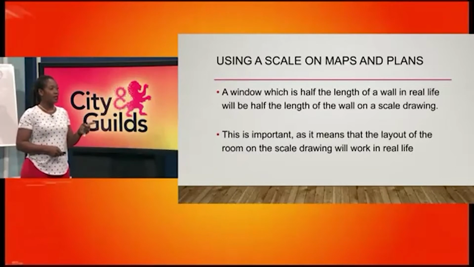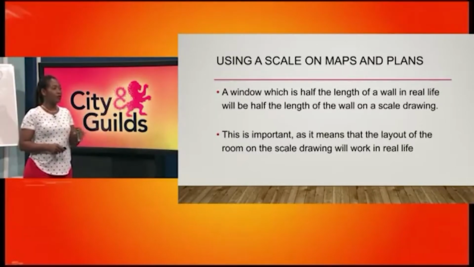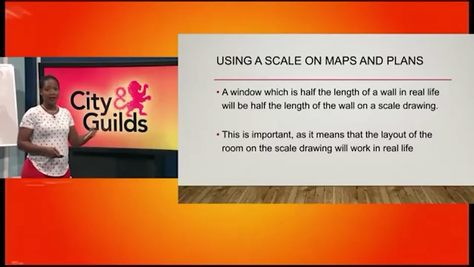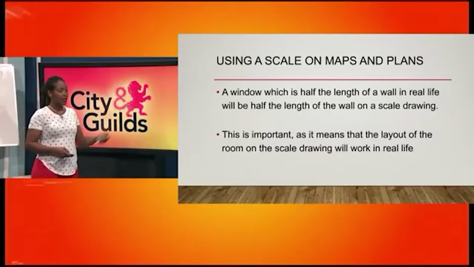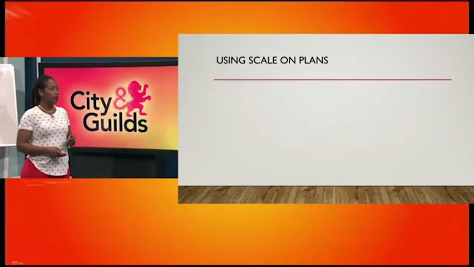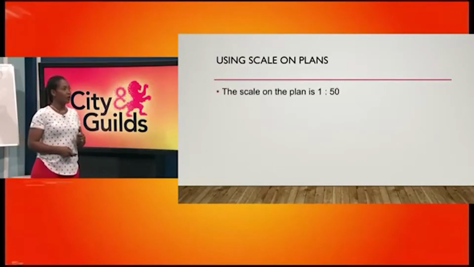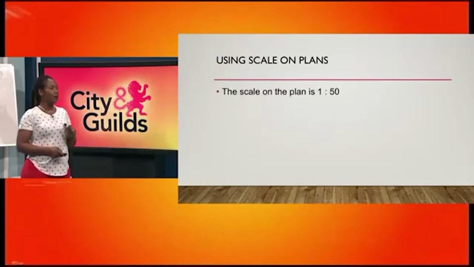It is important as it means that the layout of the room on a scale drawing will work in real life. And people use this every day. Architects, designers for different places, they use it. They use scale drawing all the time. And other persons. All right, so we're going to look at using scales on plans.